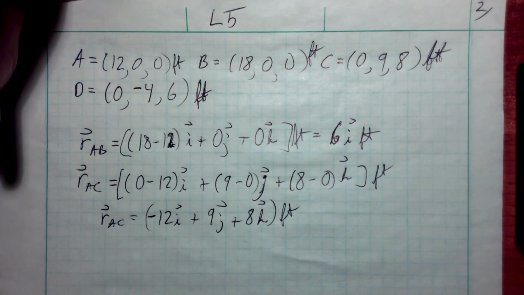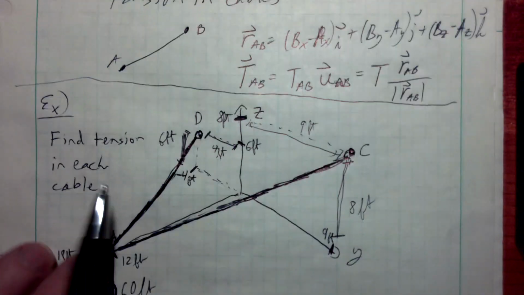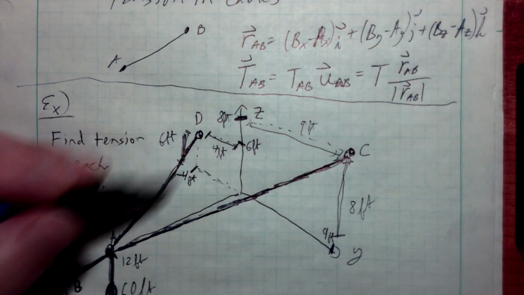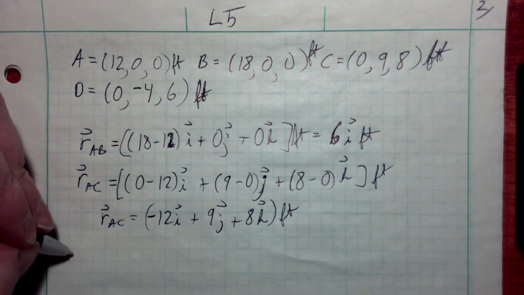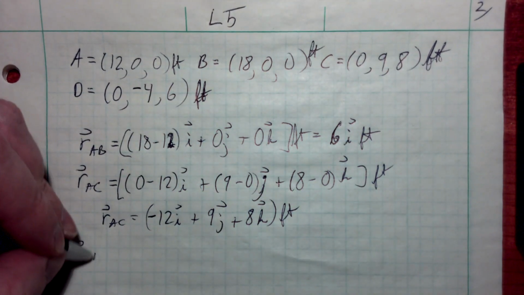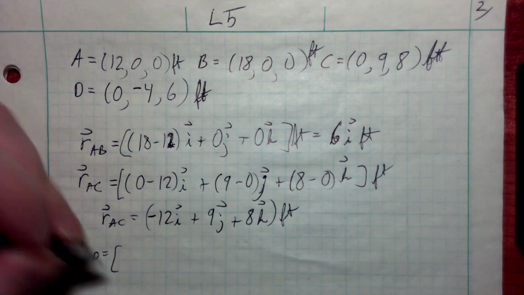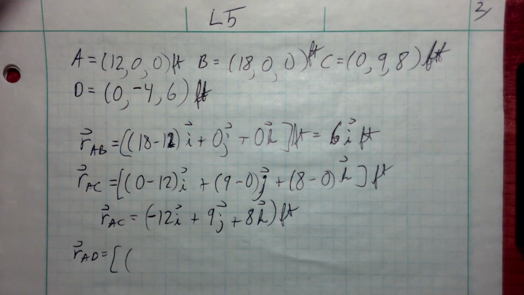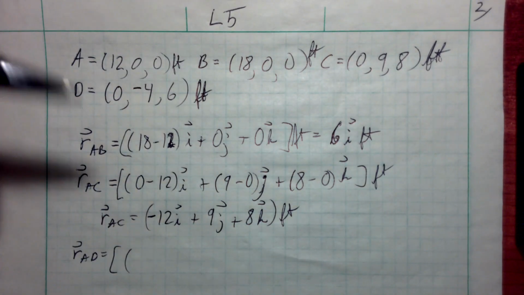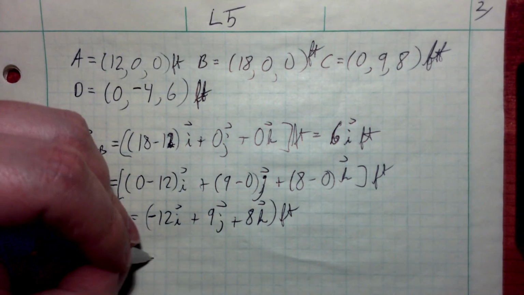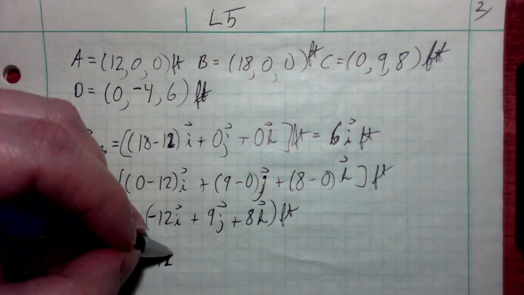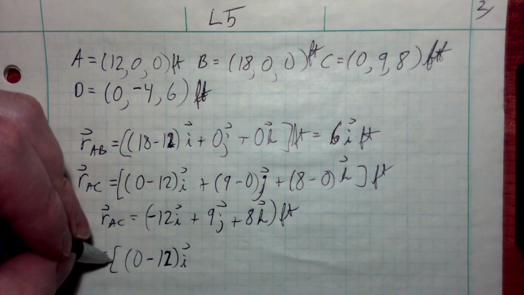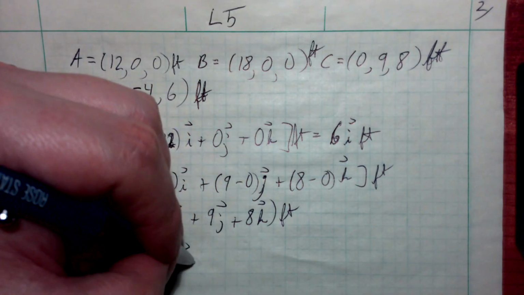I also have a cable running from A to D, so I need a position vector going from A to D to describe that cable. So R, the position vector from A to D. Alright, so D is this. My final is D, so I'm going from A to D. So it's 0 minus 12. That's in the i direction. Again, brackets on the outside, so I don't have to write feet one time.